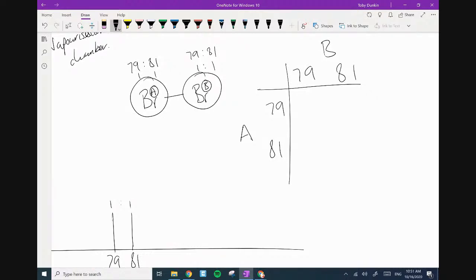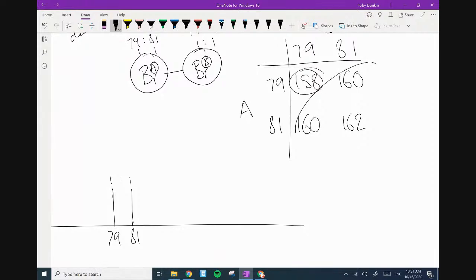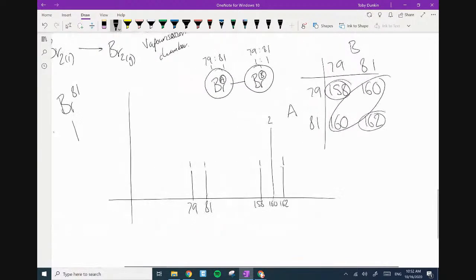Right, what options am I going to get? 79 and 79, that's going to be 158. Next, 79 and 81, I get 160. 79 and 81 down here, I get 160. Then 81 and 81, I get 162. So I have 158, two 160s, and 162. I'm going to see this, double the height, and that. This is going to be at 158, 160, and 162 in a 1-to-2-to-1 ratio. Clever game, huh?